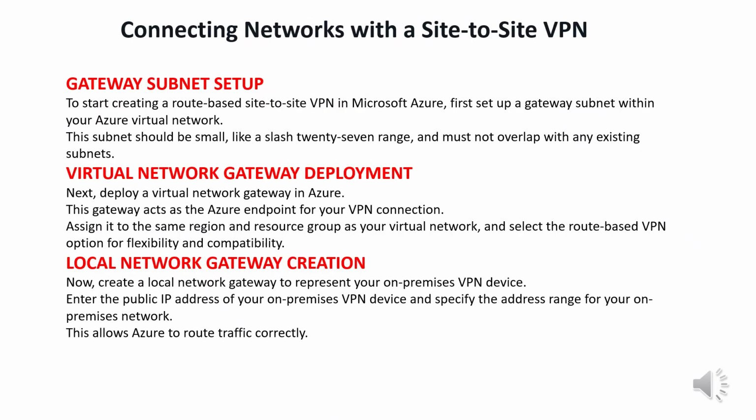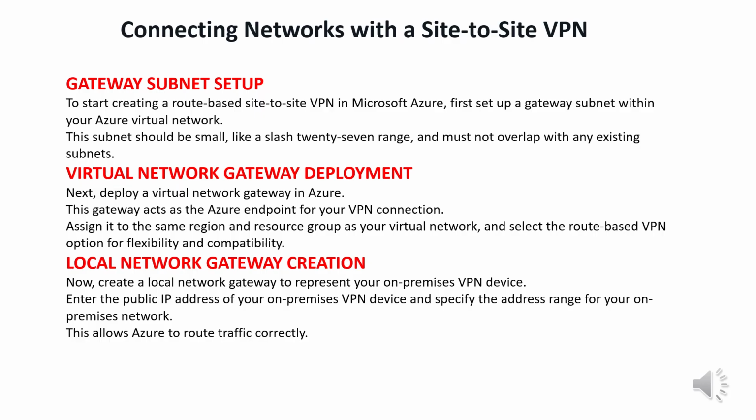To start creating a route-based site-to-site VPN in Microsoft Azure, first set up a gateway subnet within your Azure virtual network. This subnet should be small, like a /27 range, and must not overlap with any existing subnets. Next, deploy a virtual network gateway in Azure. This gateway acts as the Azure endpoint for your VPN connection. Assign it to the same region and resource group as your virtual network, and select the route-based VPN option for flexibility and compatibility.